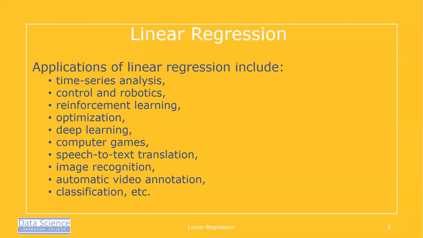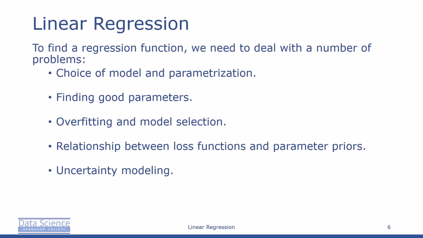Regression is a fundamental problem in machine learning, and regression problems appear in a diverse range of research areas and applications, including time series analysis, control and robotics, optimization, deep learning applications, and classification algorithms. Finding a regression function requires solving a variety of problems, including each of the following: choice of model type and the parameterization of the regression function.